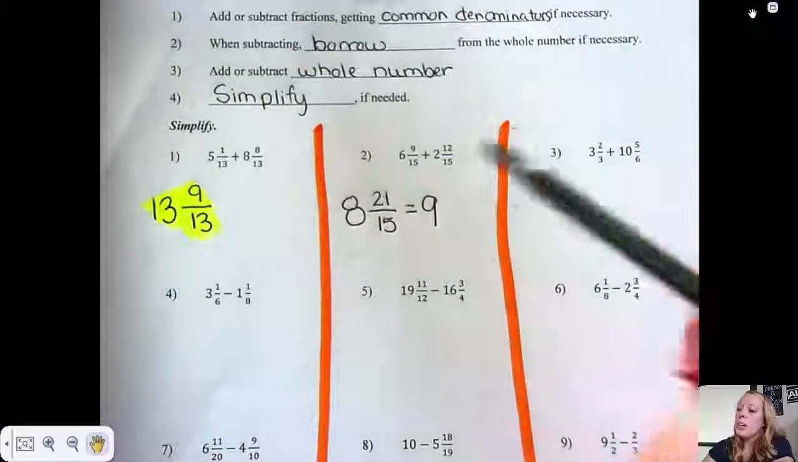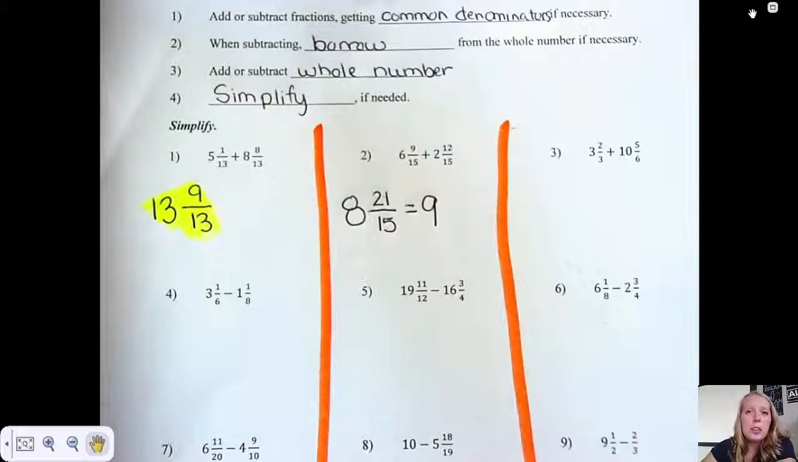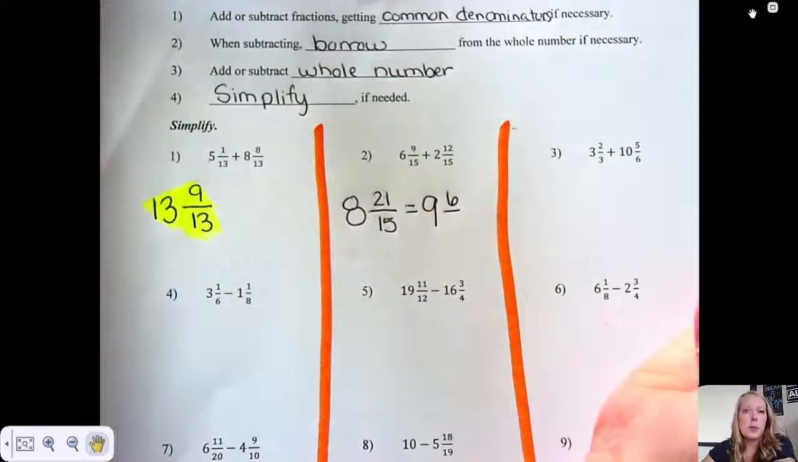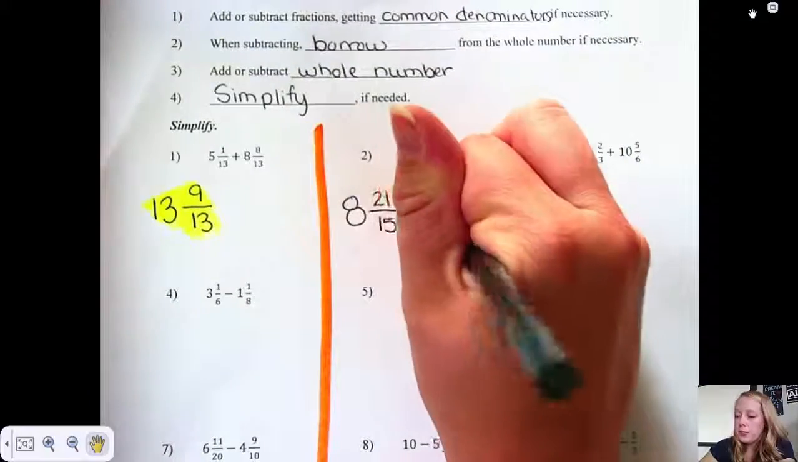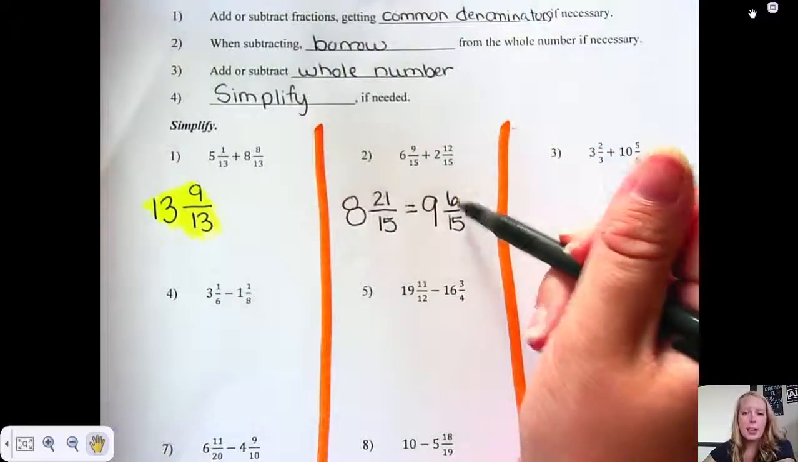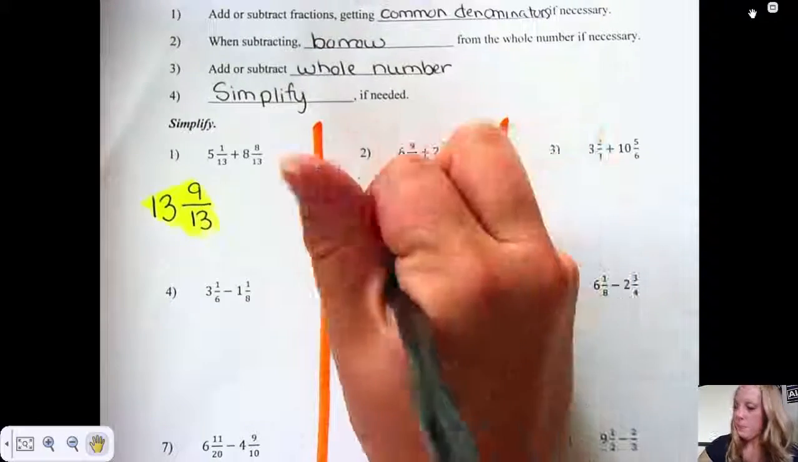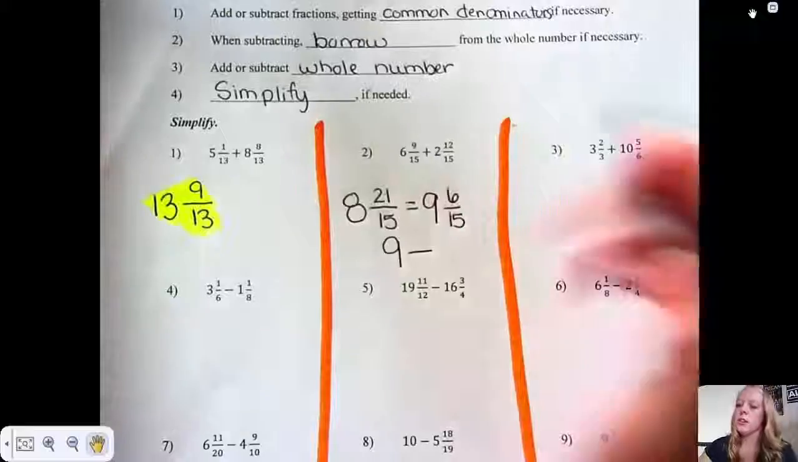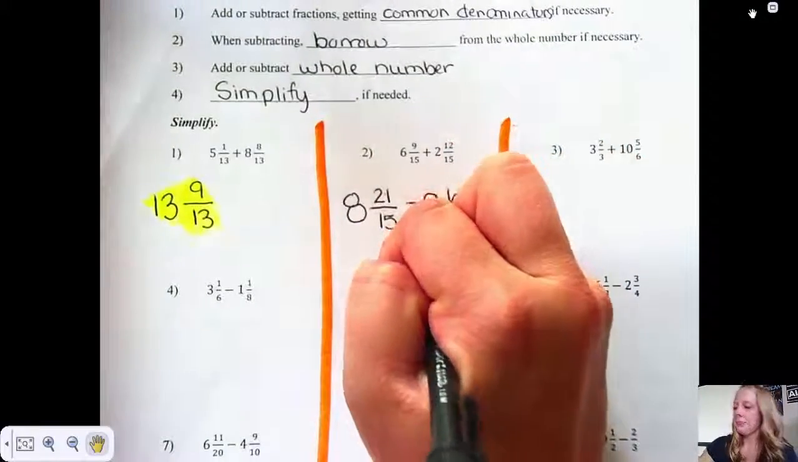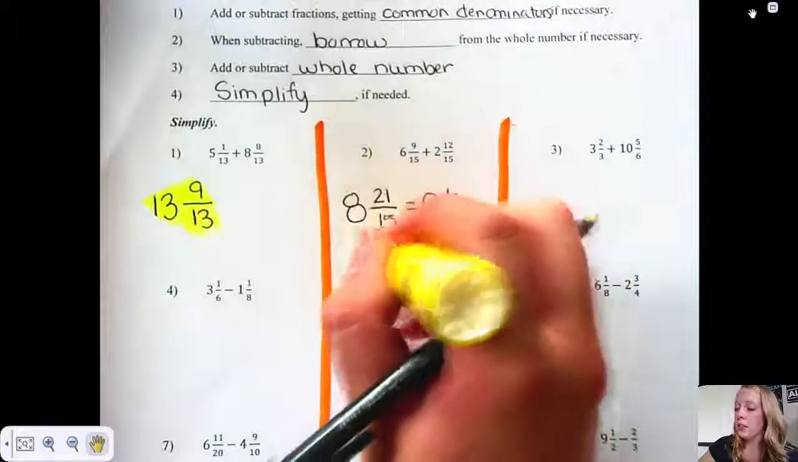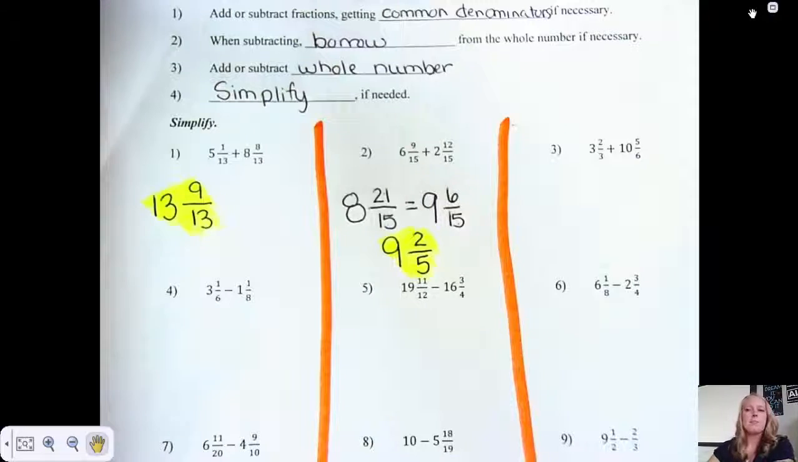Now, if you take 21 and subtract 15, how many are left over? The answer would be 6. That is what your numerator is going to become. And then you keep the denominator of 15. See, it's not top heavy compared to the bottom anymore. But you should notice something else. 6 and 15 can be divided by 3. So we've got to divide them both by 3. Divided by 3, you get 2. Divided by 3, you get 5. So that answer is 9 2/5. So, common denominators, that's what we've had so far.